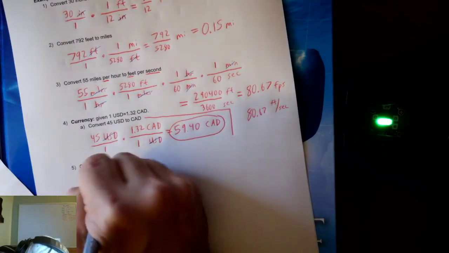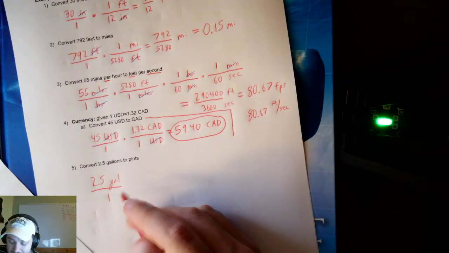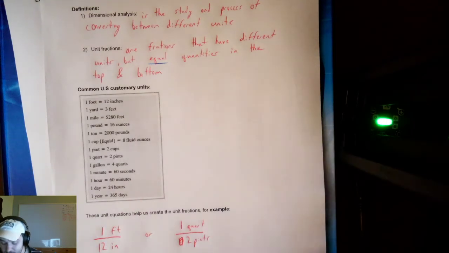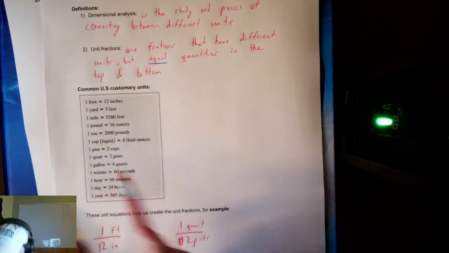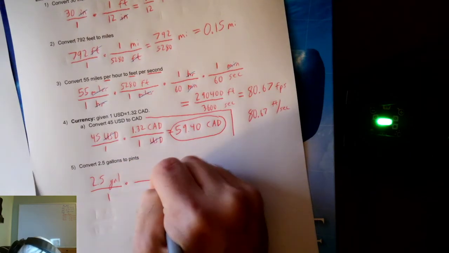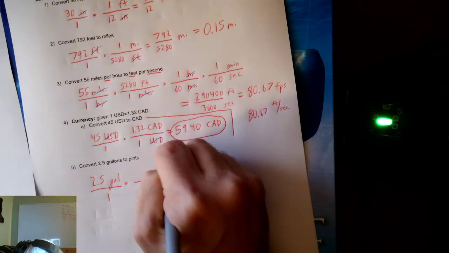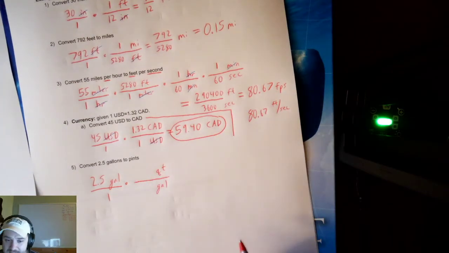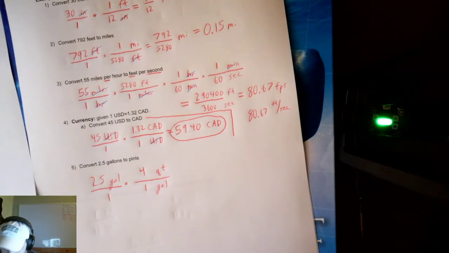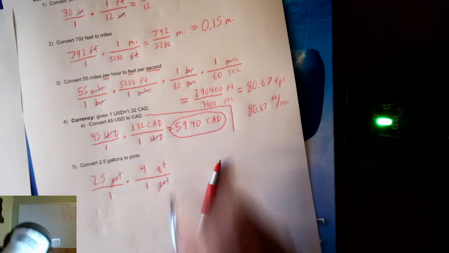We have 2.5 gallons, which once again has no unit in the bottom, and we want to get to pints. We want to convert it to pints. Now notice gallons relate to quarts. So let's see, I want to cancel out gallons. Right? But they only relate to quarts. I can only relate quarts to gallons because 1 gallon is 4 quarts.